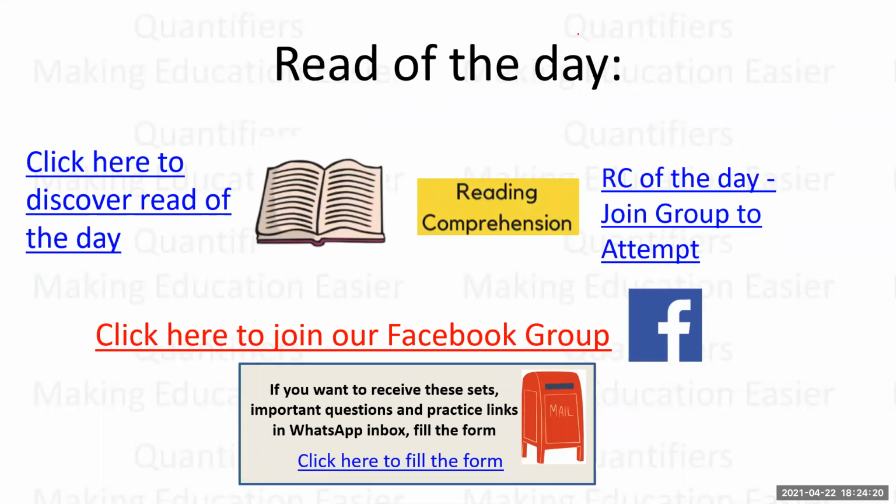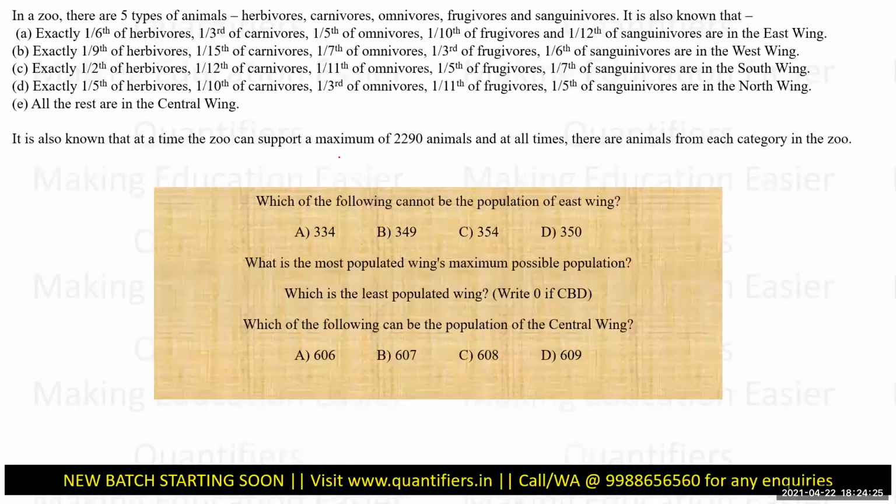This is the structure of the PDFs that you get from our site. It has Read of the Day, RC of the Day, everything included in this. And this is the kind of set. Now, what is given to us? In a zoo, there are five types of animals: herbivores, carnivores, omnivores, frugivores, and sanivores. It is also known that exactly one-sixth of herbivores, one-third of carnivores, one-fifth of omnivores, one-tenth of frugivores, and one-twelfth of sanivores are in the east wing.